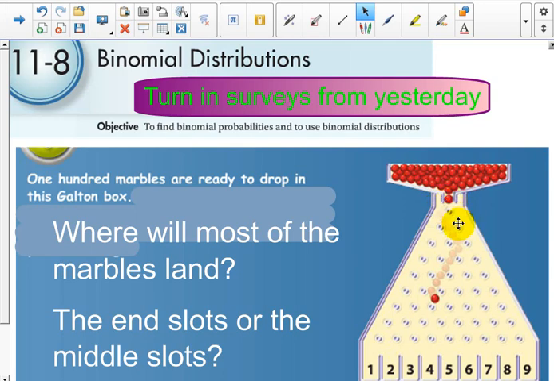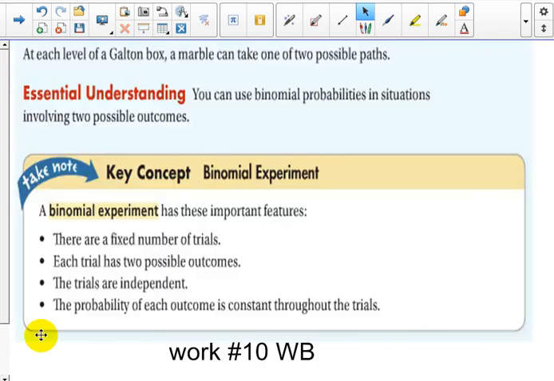So if it goes right or left, it's going to hit another peg and then it's going to bounce one of 2 ways. And each time it passes down, it's going to hit another peg and go left or right. Hit another peg, go left or right. Hit another peg and go left or right. So it can go one of 2 ways till it hits slots 1 through 9 at the bottom. So we could use binomial probabilities in situations involving 2 possible outcomes, such as this.